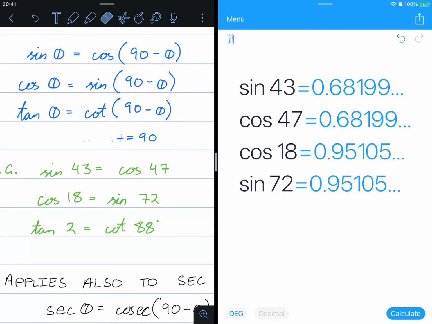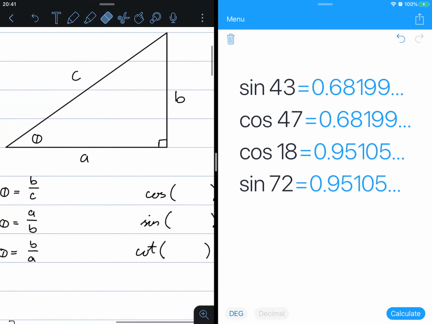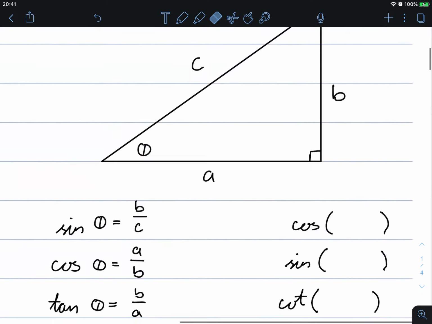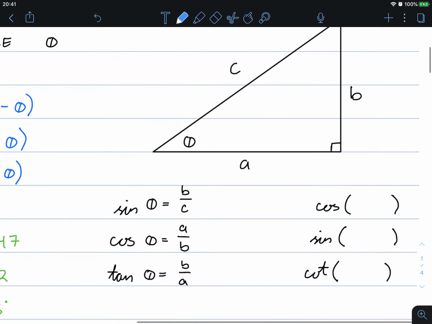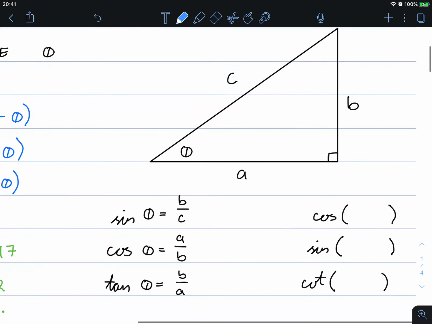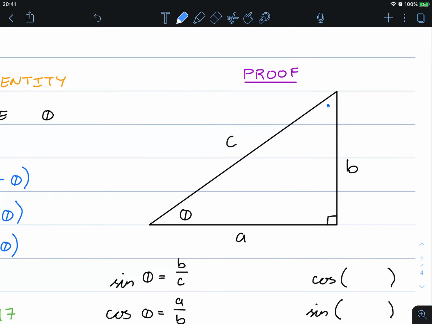Now, it's one thing to memorize this, but let's actually prove that this is true for any angle. So I have here a right angle triangle with theta as my angle, and we already know SOHCAHTOA, so I've put the ratios for these. Now let's find what this angle is here. Well, let's consider that the angle sum of the triangle has to be 180. So 90 plus theta plus, let's label this angle x, should equal 180.